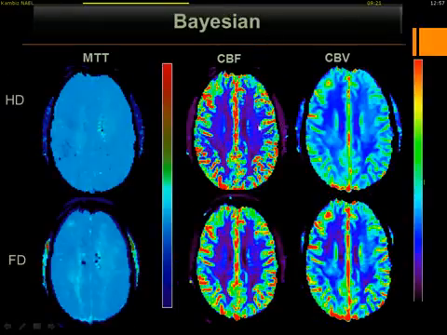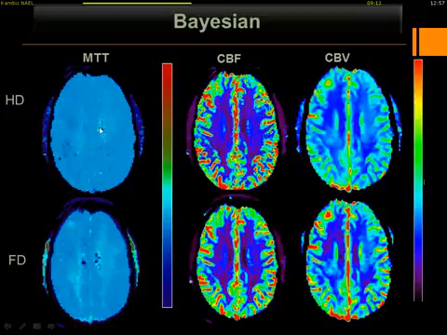Again, at the top we have half-dose perfusion, at the bottom we have full-dose perfusion, and you can see that the maps are more uniform. There is less heterogeneity in the half-dose group compared to full dose in MTT, CBF, and CBV. The cortical-based meningioma, you can see it on full dose, less conspicuous and smaller, but you still can't see it on half-dose perfusion. So let's look at some numbers.